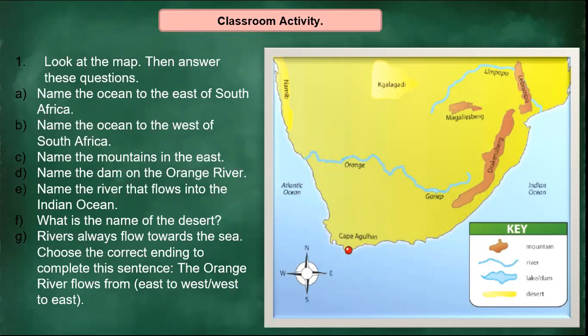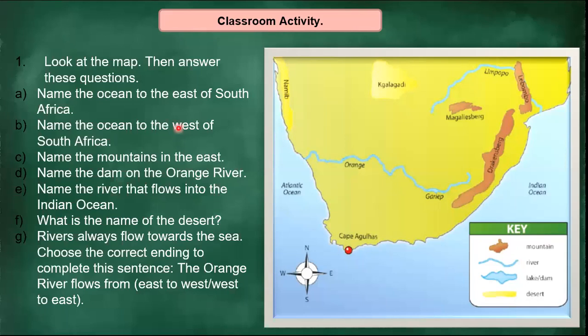The desert is Namib. Yes, Namib. Let me point it so everyone can see. Namib, yes. The other one? Kalahari. Yes, it's Kalahari. We have two deserts, which are Kalahari and Namib. On the group chat, they are also agreeing with me. Thank you guys for your answers.